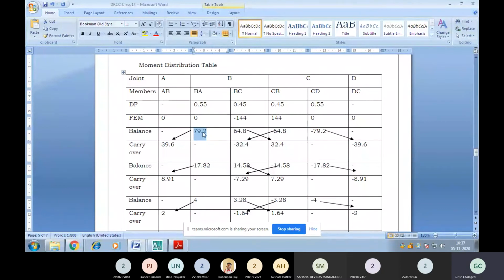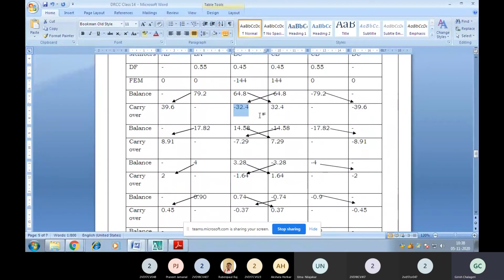So in the process of carryover, half of this is transferred here, half of this is transferred here, and half of this here. When we distribute the moment for joint C, the unbalanced moment was positive 144. So to balance, we should substitute negative moments in the joints. CB is having minus 64.8 and CD is having minus 79.2. Half of this, minus 39.6, is transferred to D, and half of minus 64.8, that is minus 32.4, is carried over to the B joint.